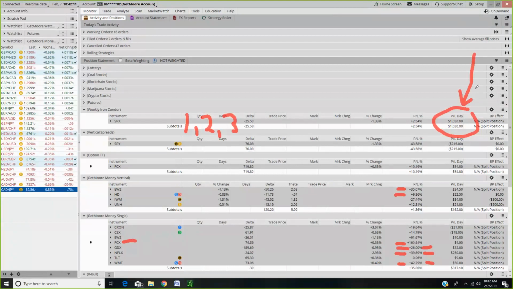Did you guys take the trades? If you don't know how, that's a different story. That's why I'm going to be making videos. But this is real money. I alerted you guys.